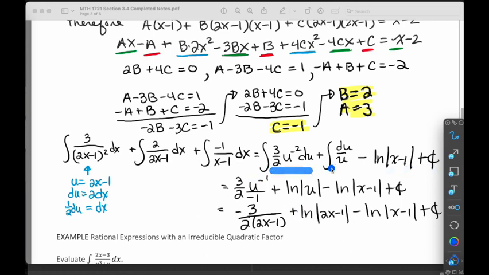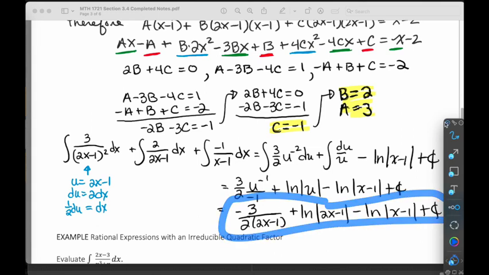Now when I integrate these two, I get 3/2 u to the negative 1 over negative 1. That's this one here. When I integrate this, that gives me the natural log of u. This I just carry down. And then when I go back and substitute for u, I get negative 3 over 2 times 2x minus 1 plus the natural log of 2x minus 1 when I substitute the u here. And then I have this that I just carried down that I integrated directly. And so this is my final answer.